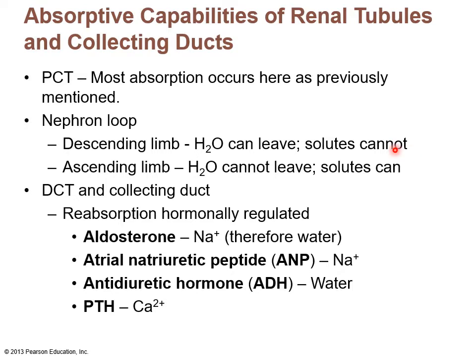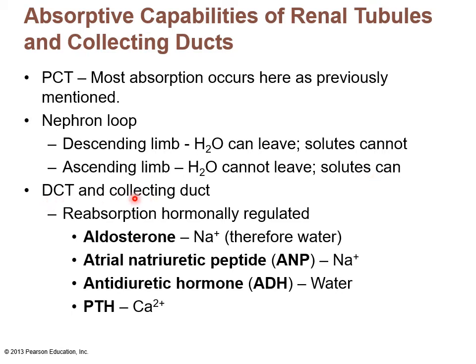Okay, so reabsorptive capabilities of the renal tubules and collecting ducts. We said the PCT, most absorption occurs here as previously mentioned. The nephron loop, the descending loop, water can leave, solutes cannot. The ascending loop, water cannot leave, solutes can. So that's very important. This is how we're going to determine how we can conserve water by using those juxtaglomerular nephrons, which we'll talk about a little bit later. So remember, water leaves the descending limb, solutes cannot. Ascending limb, water cannot leave, solutes can.